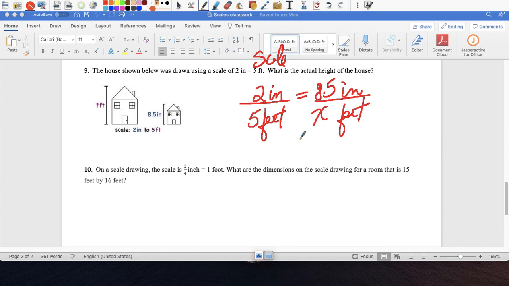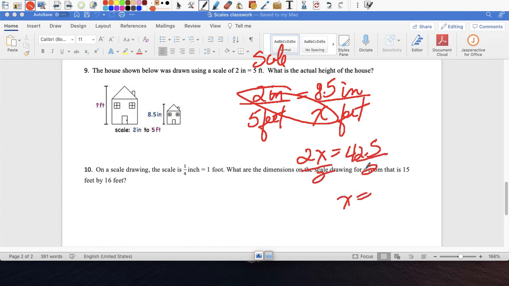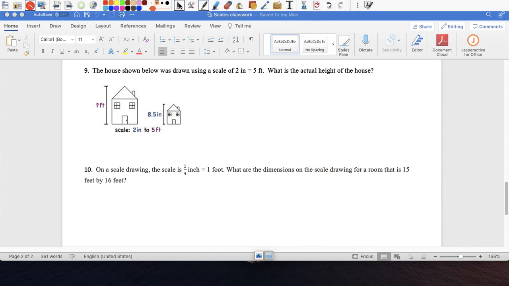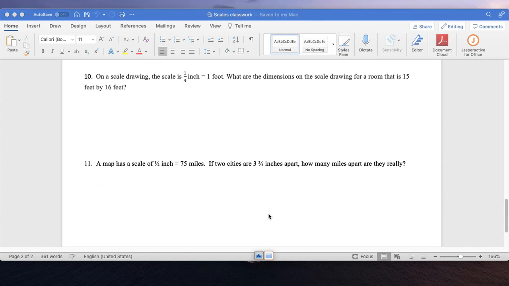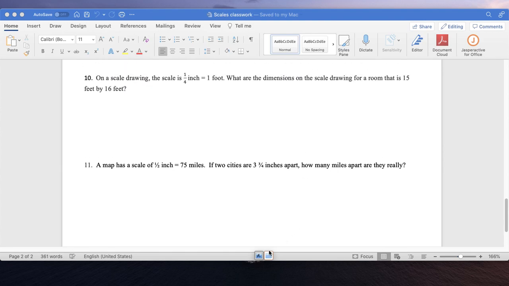Well, x, right? Cross multiply, we get 2x equals 5 times 8.5, which is 42.5. I'm going to divide both sides by 2. X equals 21.25. So in real life, the height of the house is 21.25 feet. I think this is the last one, please. No, okay, one more. All right, not bad.